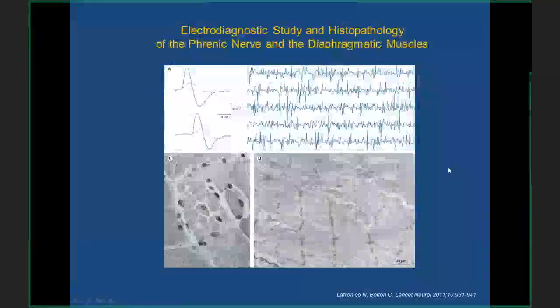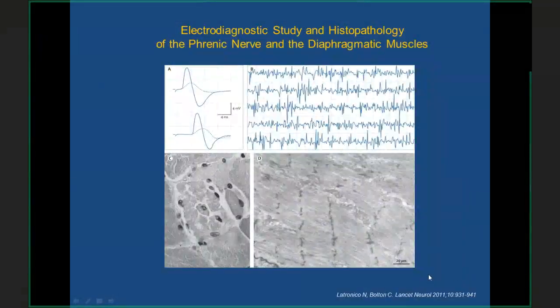There was one study in 2011, a very aggressive study. They studied the phrenic nerve, did needle EMG of the diaphragm muscle, or did a muscle biopsy of the diaphragm. I don't know if this kind of study can be done. The phrenic nerve shows relatively normal amplitude, but the needle EMG shows low amplitude and increased recruitment. That's what we call myopathic changes.